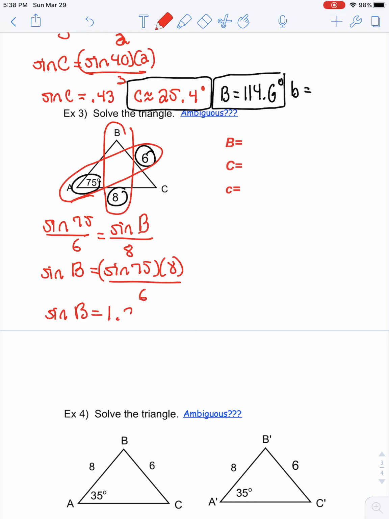That means that the sine of B is approximately 1.29. Right away, since that ratio is larger than 1, we know that this is undefined. And because this is undefined, that means there is no triangle.